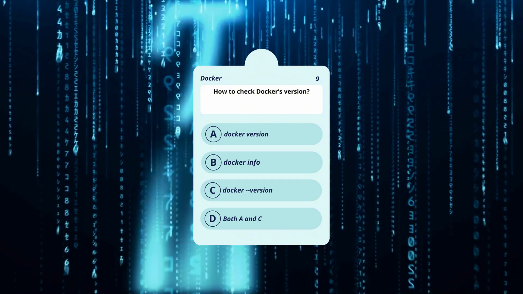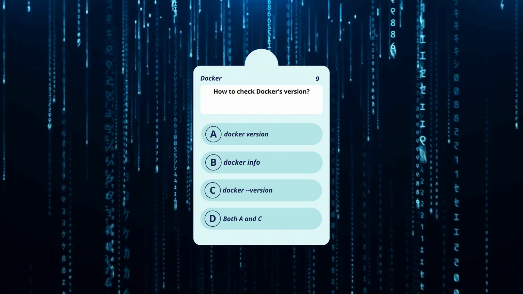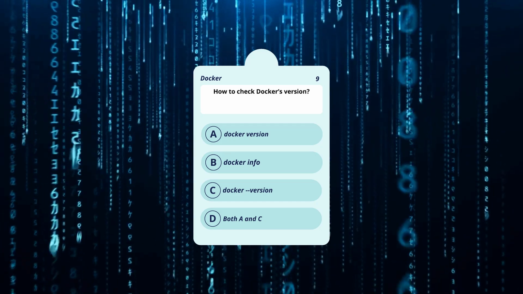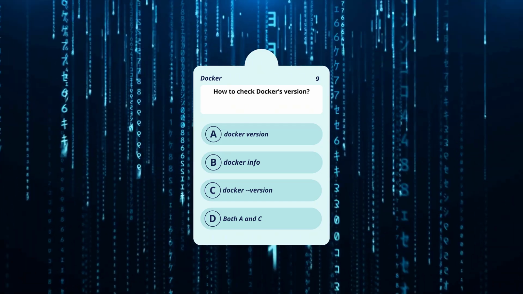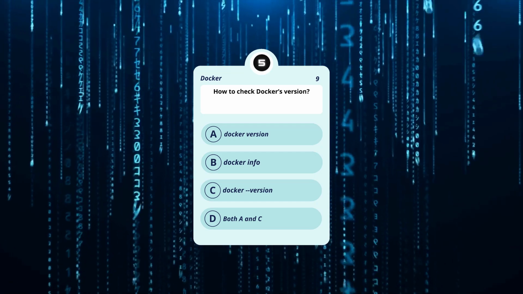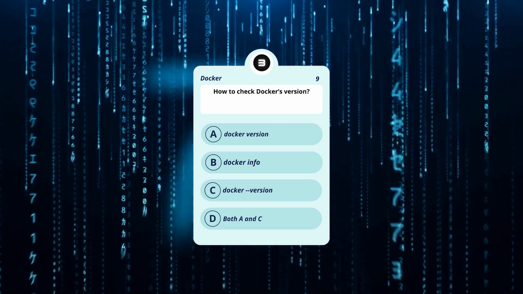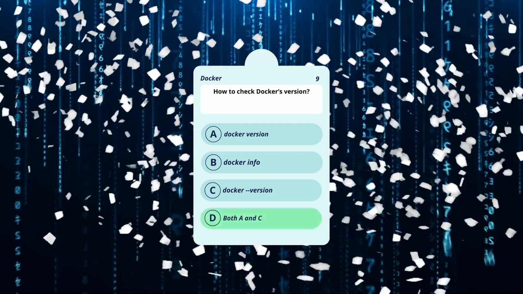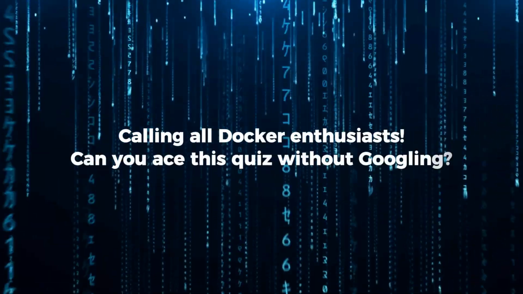How to check Docker's version? A. docker version. B. docker info. C. docker --version. D. Both A and C. Answer: D.